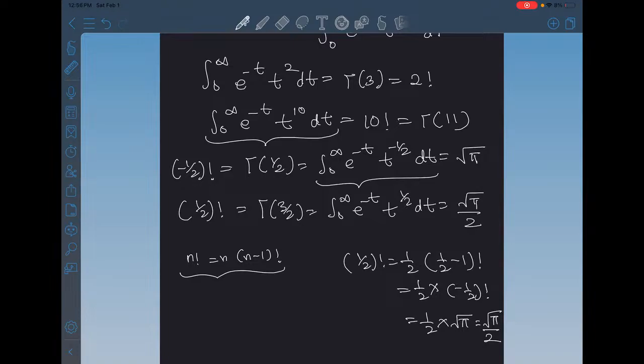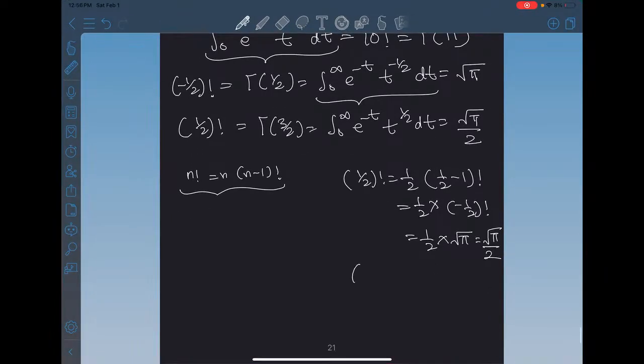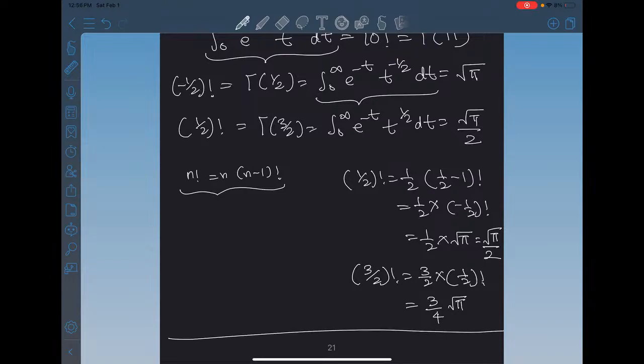This is how you can find, let's say, 3 by 2 factorial. You do the same thing: 3 by 2 times half factorial, because I'm subtracting 1 from 3 by 2. And half factorial is root pi by 2, so that becomes 3 by 4 times root pi. This is how I got the values.